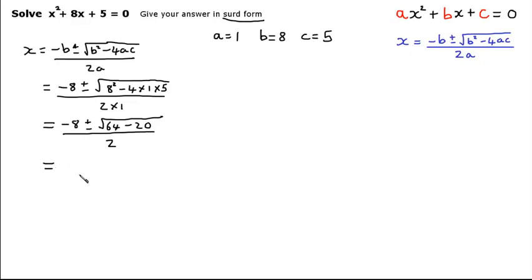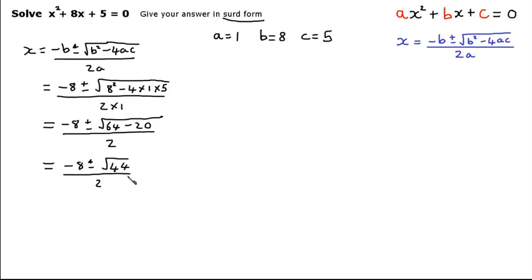One more stage of simplifying, so minus 8 plus or minus square root of 64 take away 20 is 44, so square root of 44 divided by 2. Now at this stage we've almost finished. If we were going to find a decimal answer, we'd split this up and put it into the calculator, but we want to give our answer in surd form, which means we need to do a little bit more simplifying. Now we're going to have to simplify, if we can, this square root here.